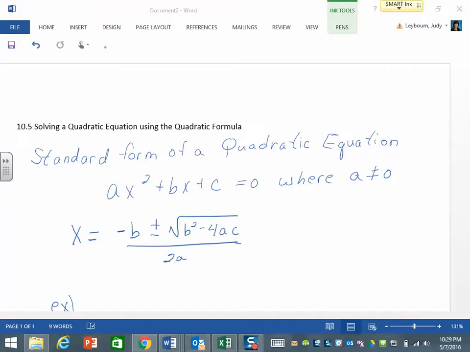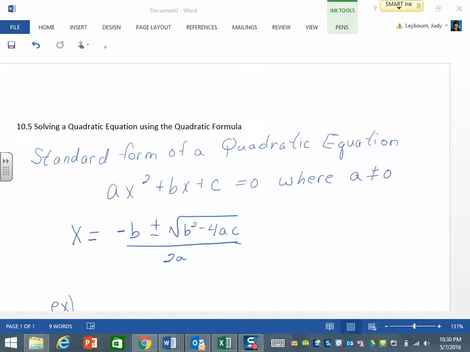The standard form of a quadratic equation is ax squared plus bx plus c equals 0, where a is not equal to 0. So far we've talked about solving quadratic equations by graphing and looking for the x-intercepts, by taking the square root of both sides, and that method works when the b value is 0, or factoring the quadratic equation and then applying the zero product property.